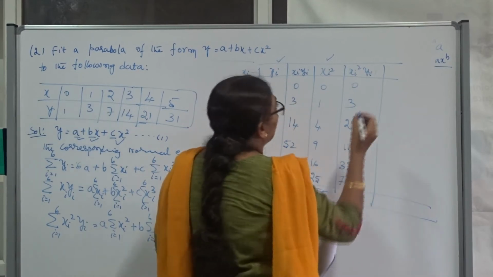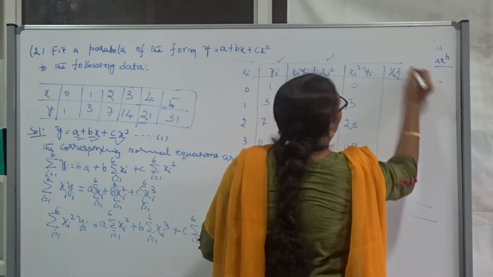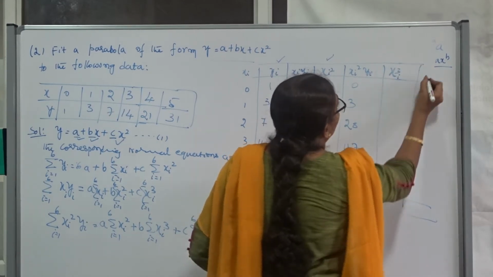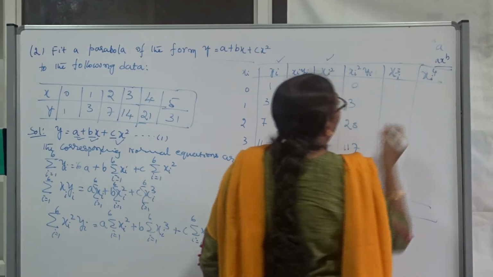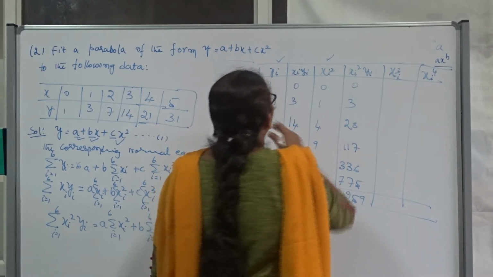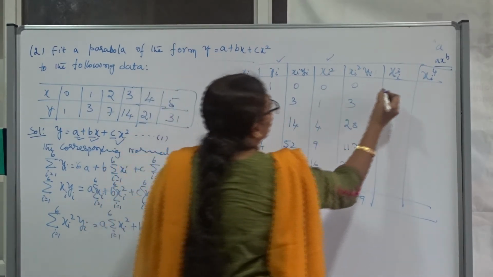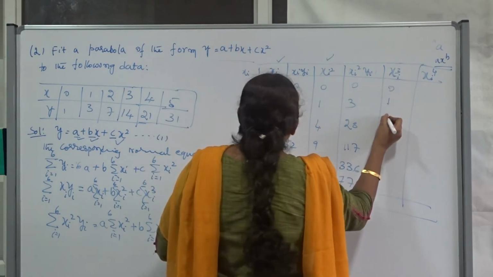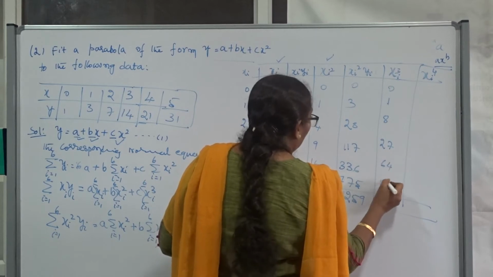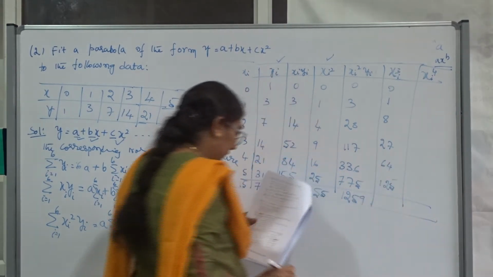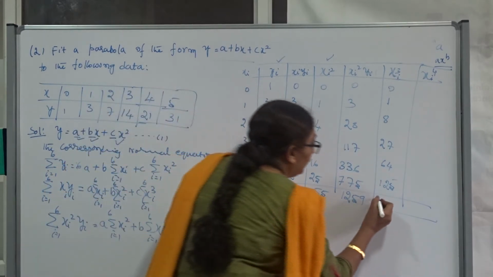Okay. Next is xi³, and then xi⁴. I want to find them. What is xi³? The cube of this: 0 cube, 1 cube like that. 0, 1, 8, 27, 64, 125. Take this total. The total of xi³ is 225.